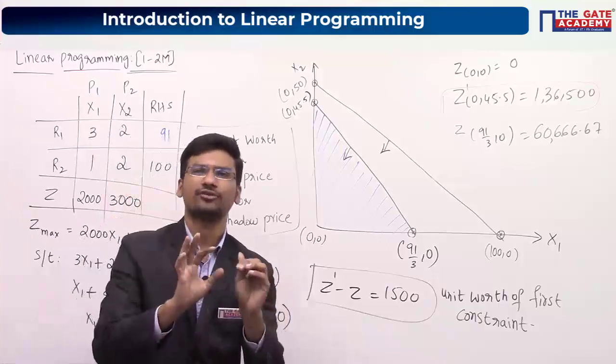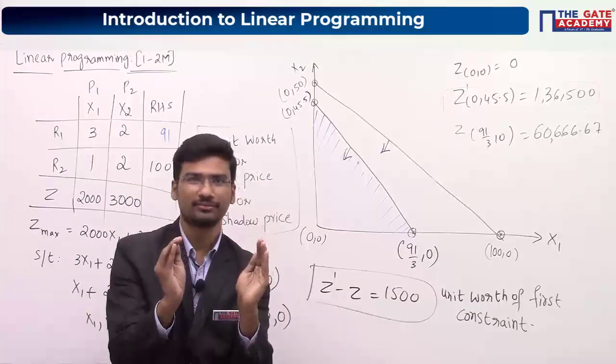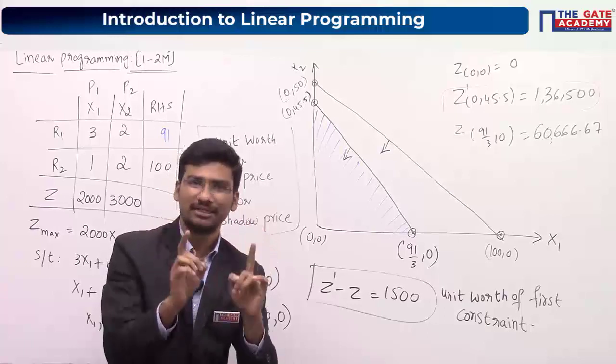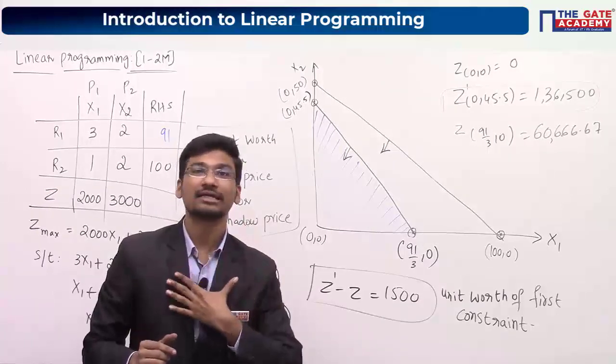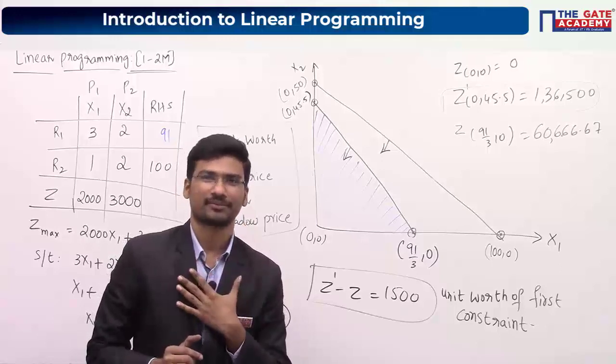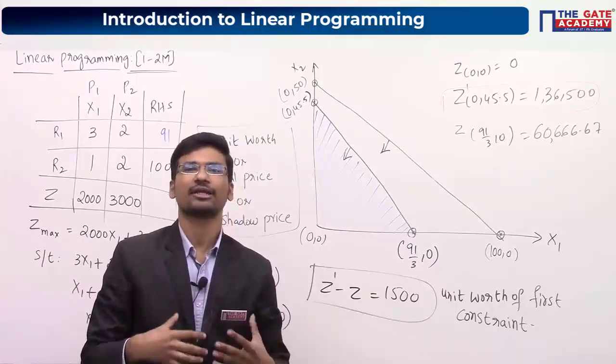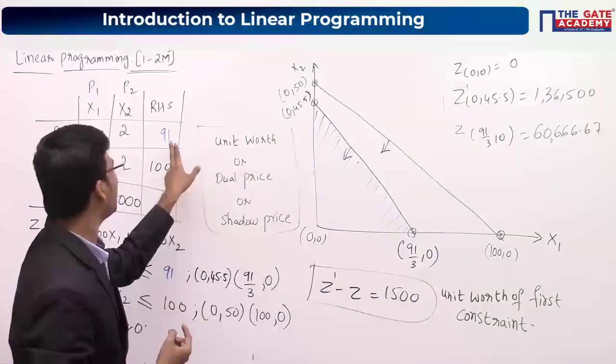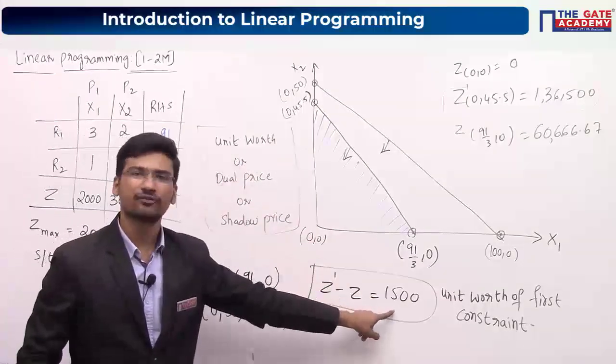See, finally, unit worth in the sense is just magnitude. It is neither profit nor loss. It is just magnitude. That means if you are increasing your resources, you will get extra profit. So if I am increasing this from 90 to 91, I will get a profit of 1500.